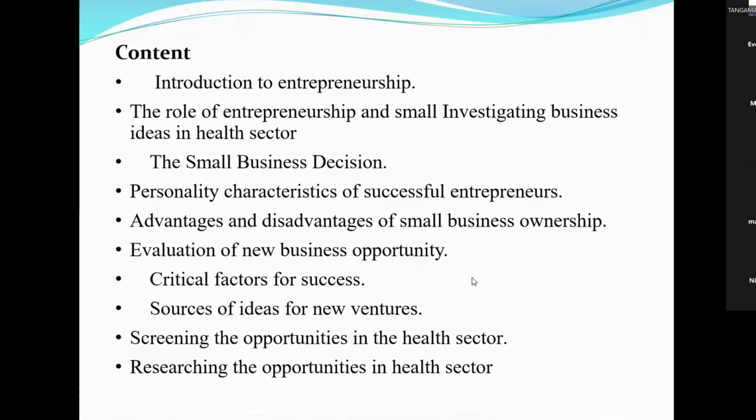Going to talk about small business decision, advantages and disadvantages of small business ownership, and evaluate the business opportunity, critical factors of success, source of idea for new ventures, screening the opportunities, and researching opportunities in the sector.